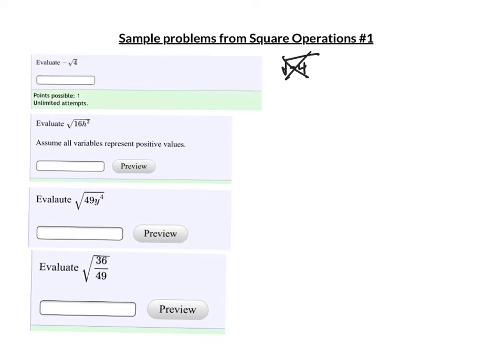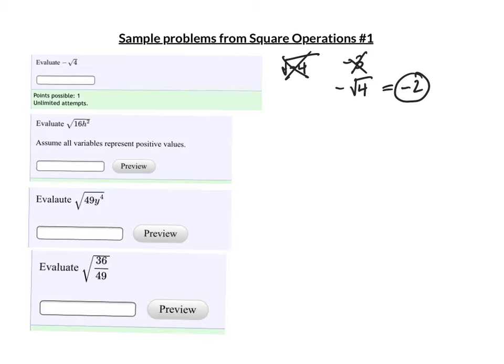But notice the negative in front. It's just like when you say negative 3. That's the opposite of 3. Well, this question is the opposite of the square root of 4. And we know that the square root of 4 is 2, and the opposite of that would be negative 2. So just bring the sign over with your answer.